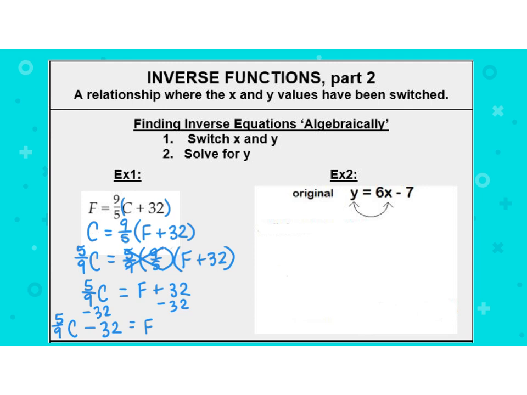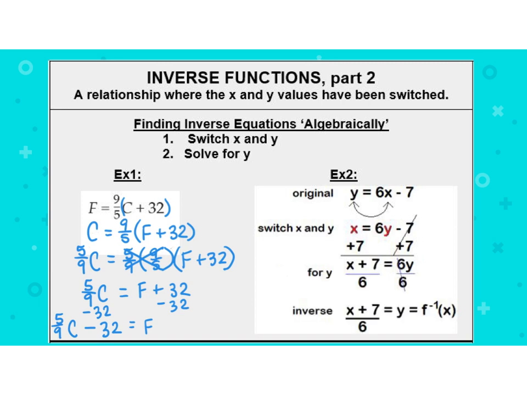We have our original equation, which is y equals 6x minus 7. And the first thing we're going to do is switch our x and our y. So when we do that, we get x equals 6y minus 7. Our next step would be to add 7 to both sides. And then we get x plus 7 equals 6y. And then we will need to divide both sides by 6. And by doing that, we get our inverse, which is x plus 7 over 6 equals y.